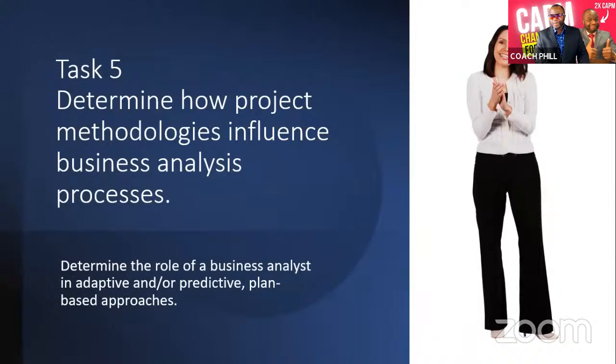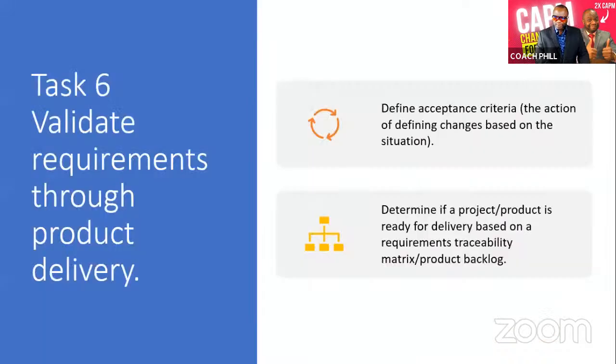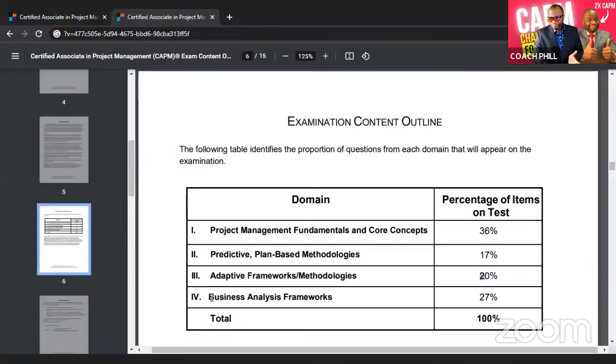Task 5, determine how project methodologies influence business analysis processes. And last but not least, task 6, validate requirements through product delivery. Define acceptance criteria, determine if a project or product is ready for delivery based on requirements traceability matrix, product backlog. So you see the language being used, even though they haven't called out domain 4 as being overtly agile, it's still rather agile.